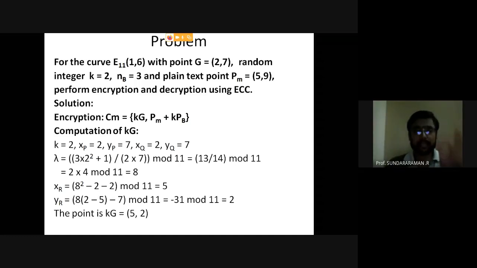Remember, the encryption process requires you to compute a couple of points, one through kg computation, another through computation of pm plus k into pb. Now, pm is already given to us. Pm is equal to 5 comma 9. Pm is the plain text. Because the elliptical cryptography completely operates on the points. Therefore, every point is represented with x as well as y coordinate.